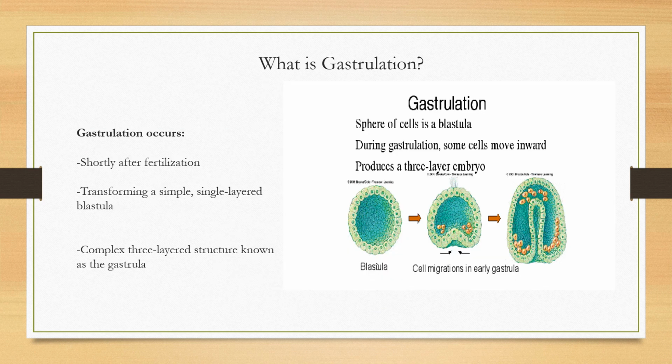So what exactly is gastrulation? Gastrulation occurs shortly after fertilization. This occurs by transforming a simple single layer known as blastula. You can see the blastula here, and this will be transformed into complex 3 layers, which is known as gastrula.